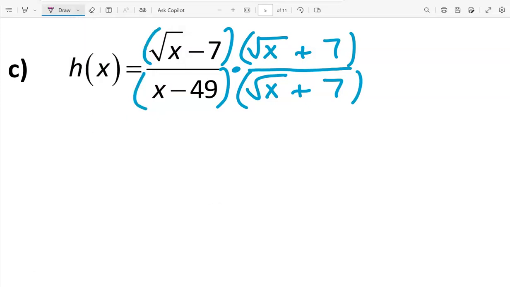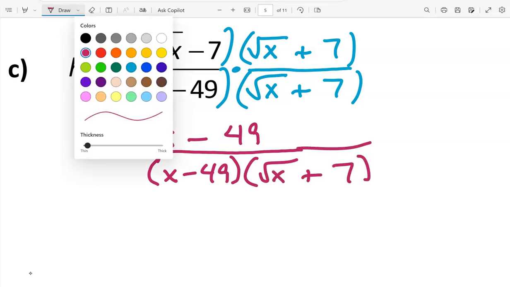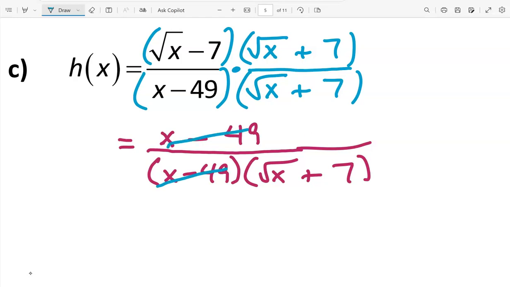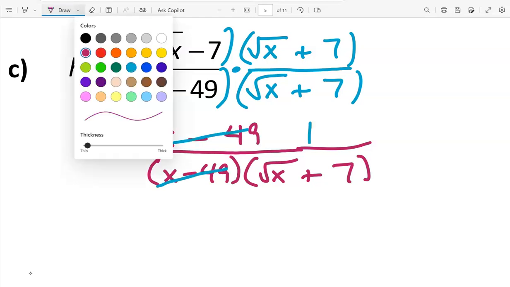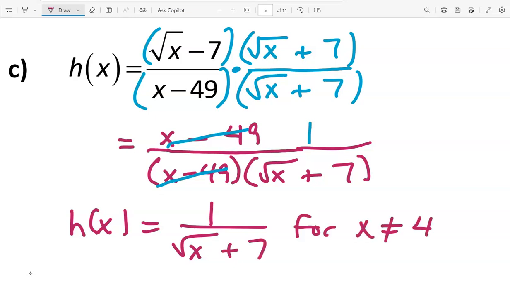And then when we multiply the numerators together, that's a minus b times a plus b, which is always a squared minus b squared. So that's x minus 49 when we multiply those two binomials together. In the denominator, we have a factor of x minus 49, which we are going to cancel out, and so I'll leave it in factored form. Cancel common factors. That leaves us with a 1 in the numerator. So that means that h of x is equal to 1 over the square root of x plus 7 for x not equal to 49.